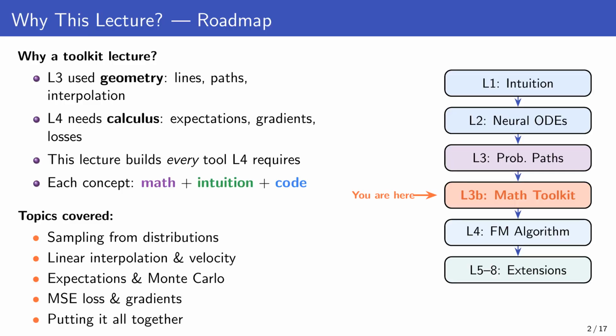Here is where we sit in the lecture series. Lectures 1 through 3 built up the geometric picture of flow matching. Velocity fields push distributions, conditional paths connect individual noise points to data points. Linear interpolation gives us the simplest path. Lecture 4 will derive the training algorithm, the conditional flow matching loss. But that derivation uses expectations over multiple random variables: conditional expectations, properties of the MSE gradient, and Monte Carlo sampling.